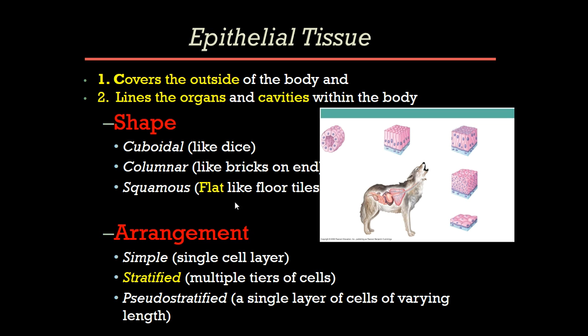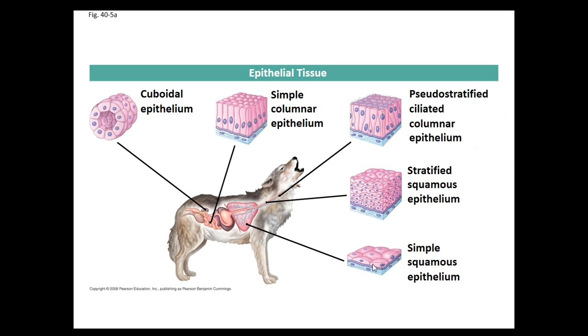If we look at their arrangement, they tend to be in single cell layers. They could be stratified, where they have multiple layers, strata, or they can be pseudostratified, in varying different combinations of their shapes. If we look at the shapes, there's the cubes, good for things like digestion and secretion. There's the columnar, which is also good for absorption. There's the pseudostratified, good for absorption.